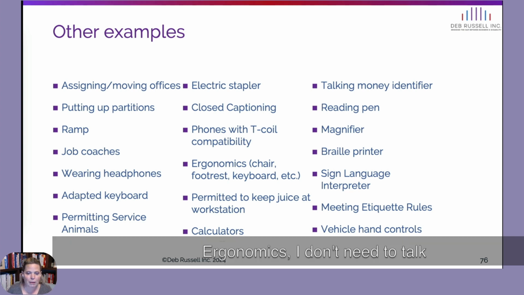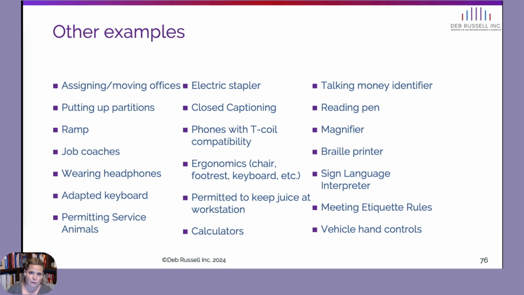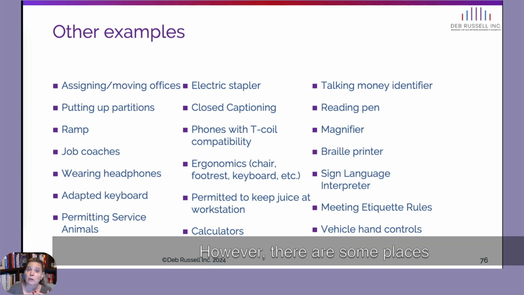Ergonomics, I don't need to talk about that. Permitted to keep juice at a workstation. This is especially for people who are diabetic or have other health conditions where juice instead of just water is allowed at their workstation, so they don't need to leave the workstation to be able to have some juice. However, there are some places where that's not reasonable, and so the reasonable accommodation is for them to be able to leave the workstation, go get a sip from a cooler somewhere, and then come back.